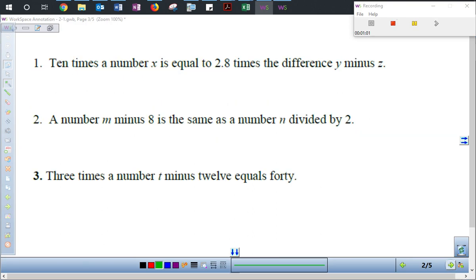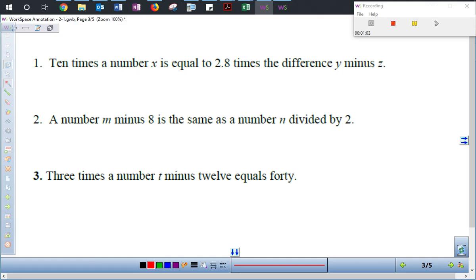Now, what we're going to do is take these verbal equations and turn them into algebraic equations. So on number 1, it says 10 times the number x is equal to 2.8 times the difference y minus z. Now, the first thing you need to do when you're presented with something like this is find the phrase that represents the equal sign. Now these phrases could be anything from as obvious as is equal to or equals to just a small phrase as is the same as, or is could just be it.